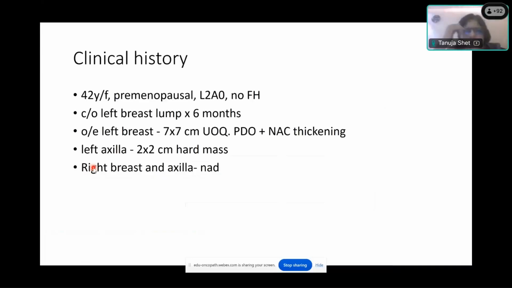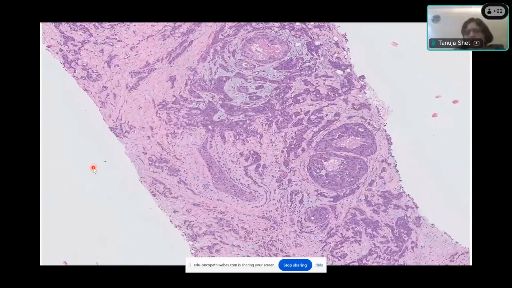So this is a 42-year-old lady with a breast lump. It's a 7 by 7 centimeter lump, very frankly malignant. So anybody wants to describe this? Monica? Ma'am, at low power, it looks like a poorly circumscribed tumor, infiltrative. Correct. Perfect. Infiltrative. And there are solid sheets of areas showing, so is it DCIS or invasive?